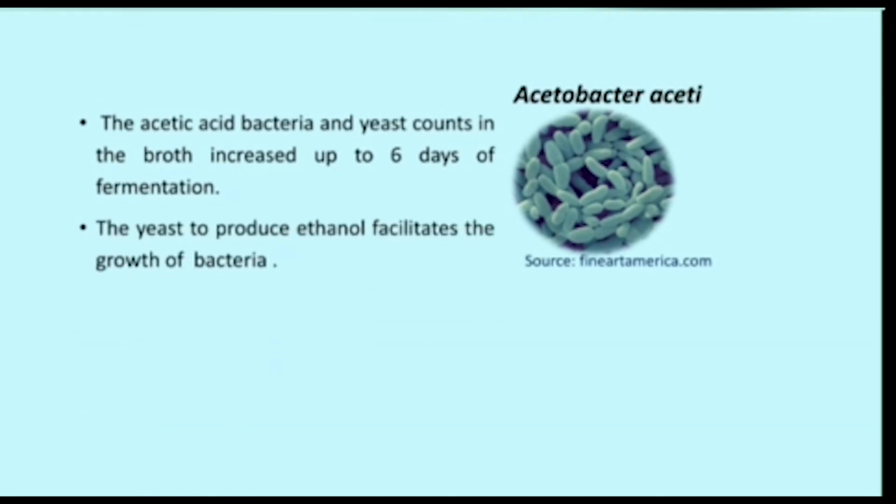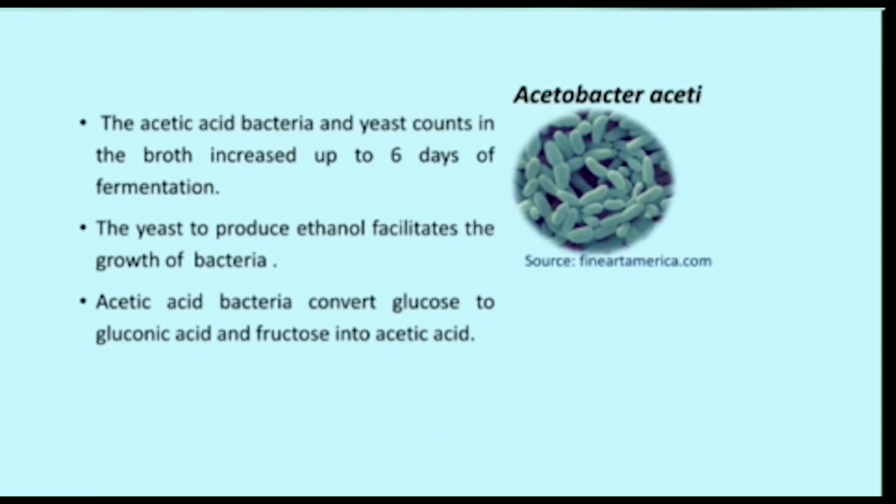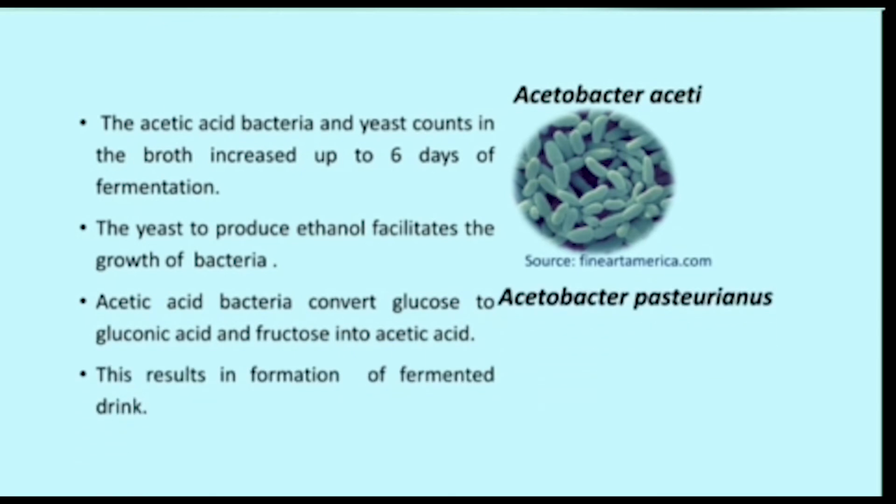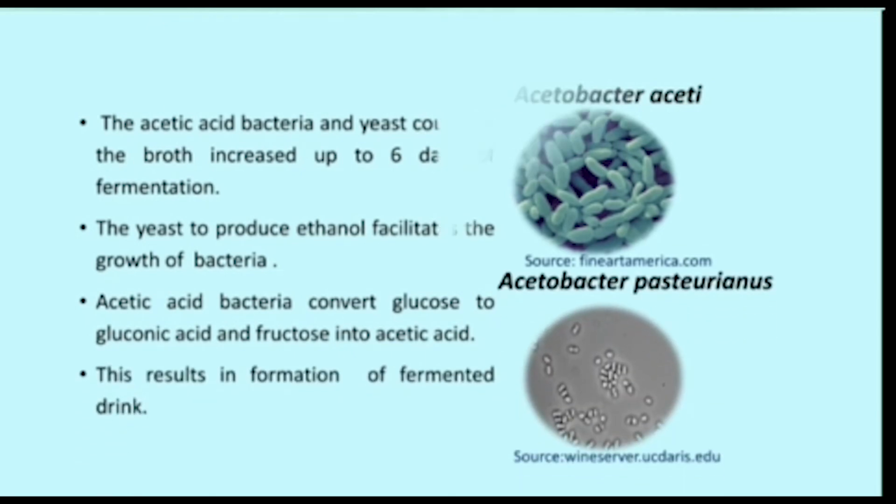Acetobacter xylinum, Acetobacter aceti, Acetobacter pastorianus and Gluconobacter oxydans are present. Here, yeast produce ethanol, and the presence of ethanol facilitates the growth of bacteria. Acetic acid bacteria convert glucose to gluconic acid and fructose into acetic acid. This results in the formation of a fermented drink.